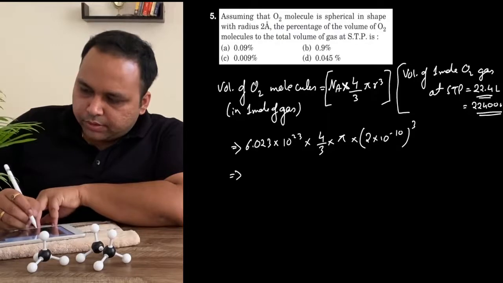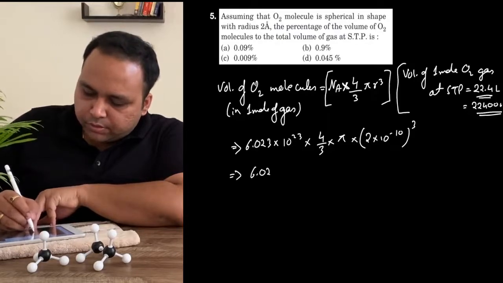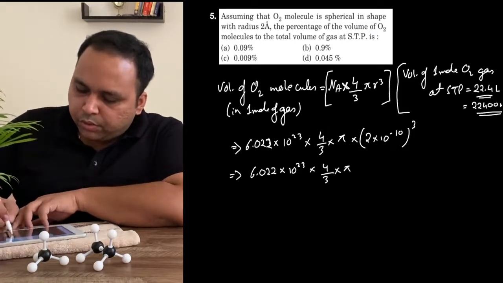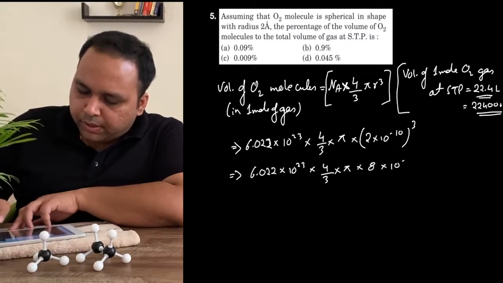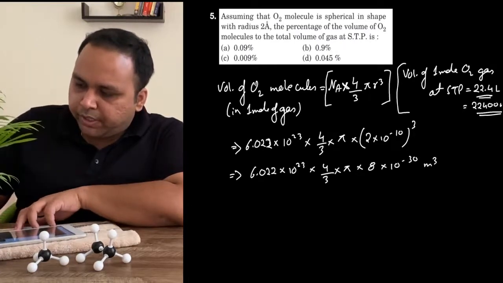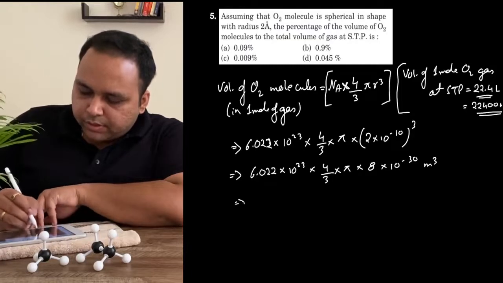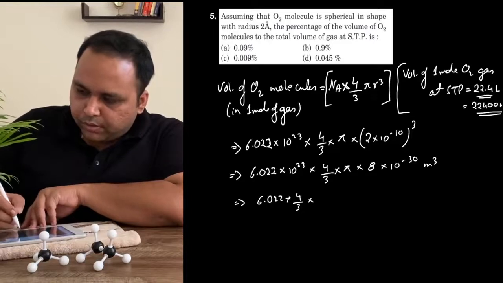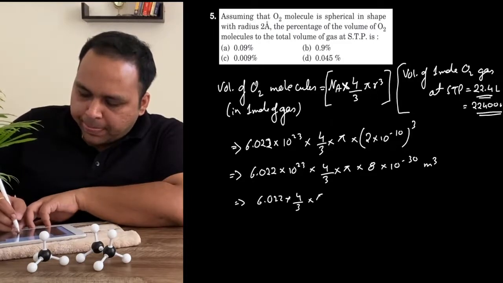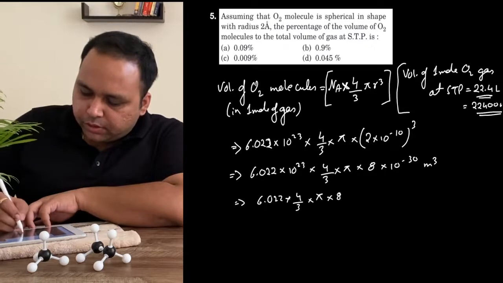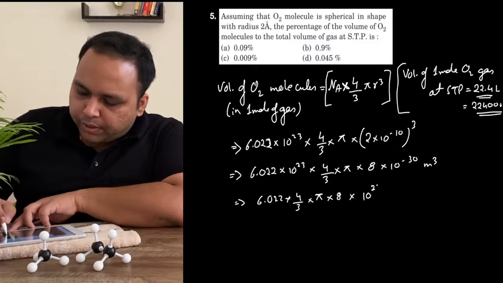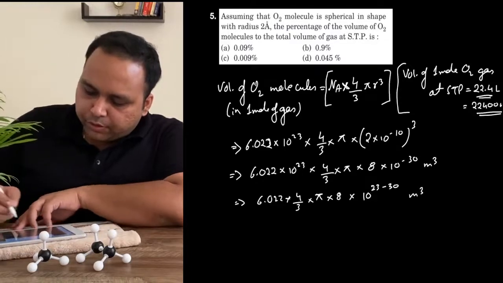When you solve this, you get 6.022 into 10 to the power 23 into 4 by 3 into pi. 2 cube comes out to be 8 into 10 to the power minus 30, and this is in meter cubes. Let's rearrange the terms. You have 6.022 into 4 by 3 into pi into 8, so these terms are to be calculated together, and 10 to the power 23 minus 30 meter cube.